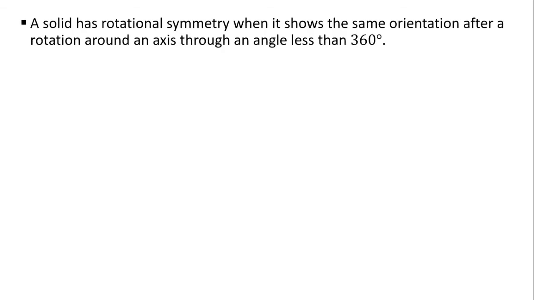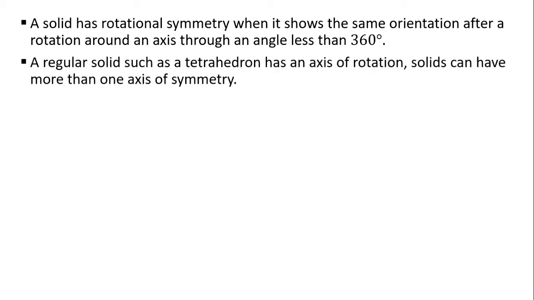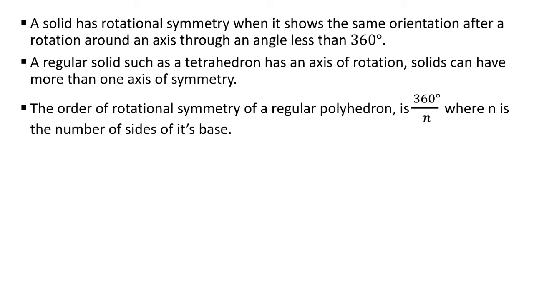A solid has rotational symmetry when it shows the same orientation after rotation around an axis through an angle less than 360 degrees. A regular solid such as a tetrahedron has an axis of rotation. Solids can have more than one axis of symmetry. The order of rotational symmetry of a regular polyhedron is 360 degrees over n, where n is the number of sides of its base.